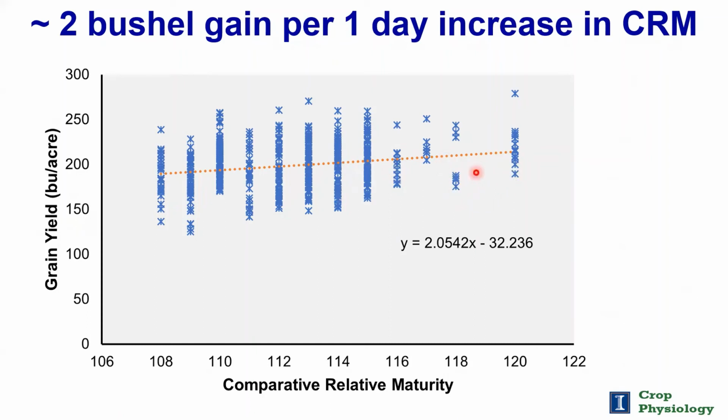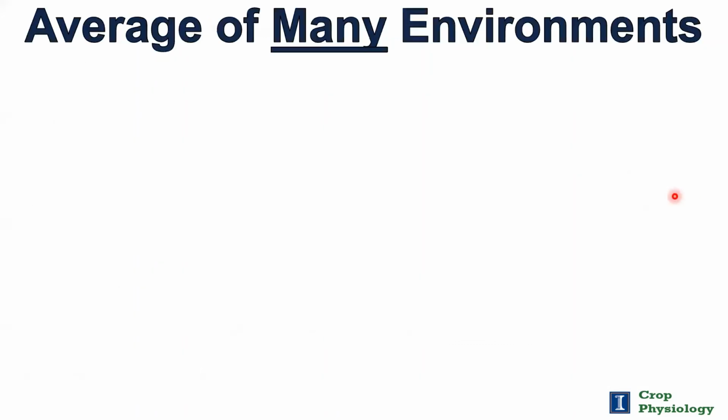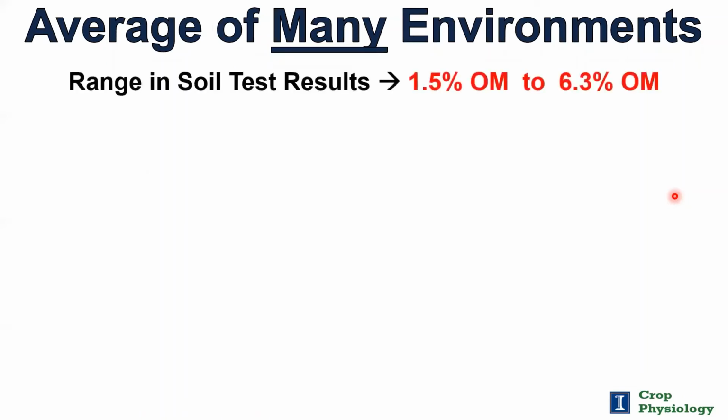But if you plant a hybrid that's going to stay alive for the whole season, you can capture sunlight and energy and translate that to yield over the whole season. Now we look at the response to nitrogen on average of those 216 hybrids: a 5 bushel response. Fertility, only a 4 bushel response. And again, like I pointed out, this is the average of many environments. This is a lot more modest than what we saw with our omission plot data.